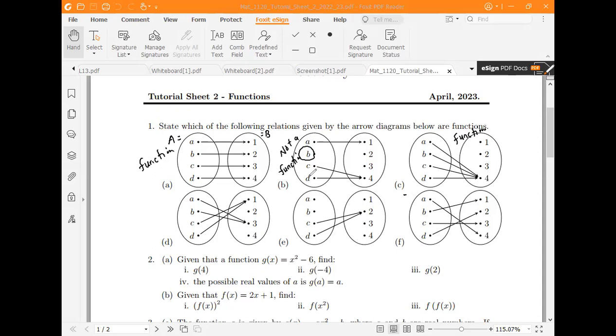Given that a function g is defined as x squared minus 6, are we able to find g of 4? So g of 4 is simply a function where, wherever there's x, we put 4. That will be 16 minus 6, that's 10. And g of -4, the same thing will happen. -4 squared minus 6, again that's 10. G of 2, 2 squared minus 6, that's -2.